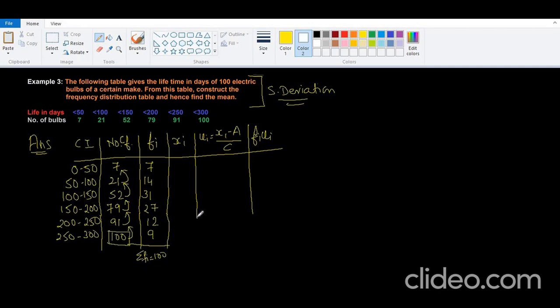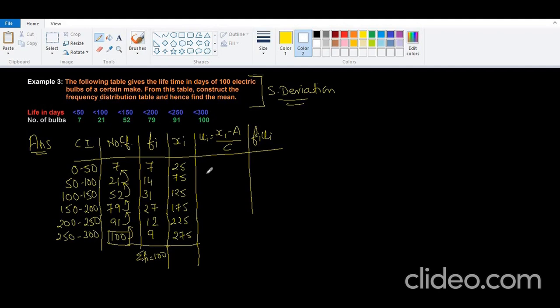Now Xi means class marks. Class mark is the addition of lower limit and upper limit divided by 2. So 0 plus 50 divided by 2 is 25. Then if you keep on adding 50, because the class length is 50, you will get 75, then 125, 175, 225, and the last one is 275.